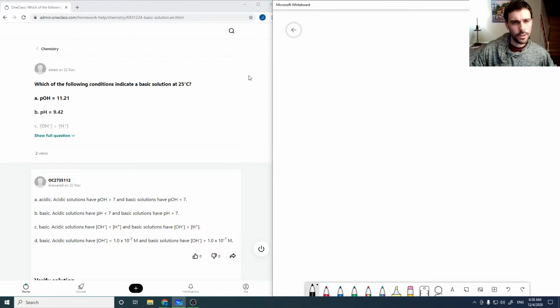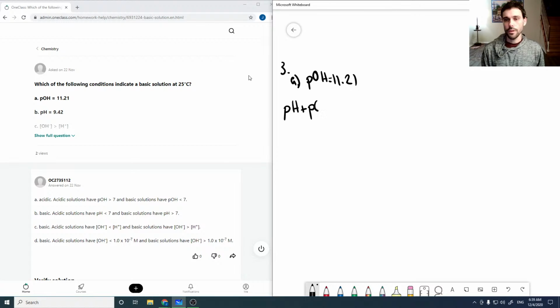Okay. So which of the following conditions indicate a basic solution? So this is just working through some pH-pOH relations. So for the first one, pOH is 11.21. I'm just going to relate everything to pH because I think most people remember it that way. So recall that pH plus pOH is equal to 14.